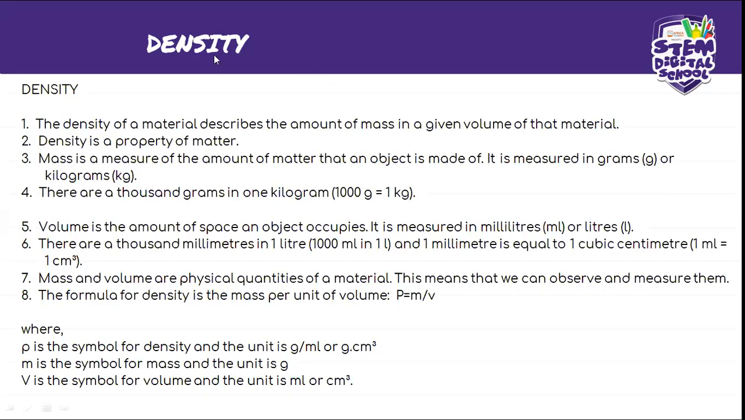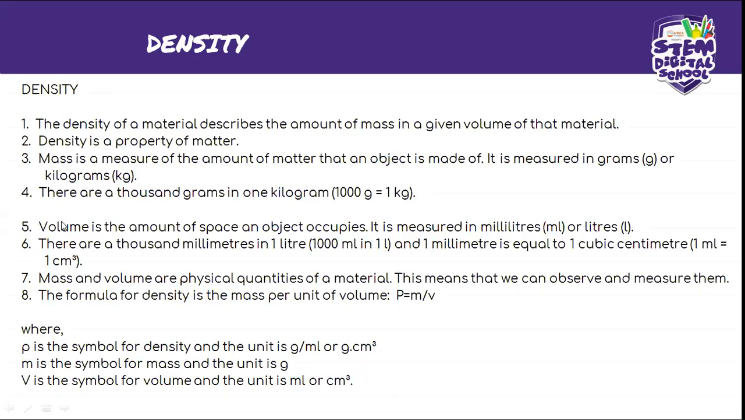You remember we spoke about what? Density. And we said the density of a material describes the amount of mass in a given volume of that material. So we said density is a property of material. And what is mass? Mass is a measure of the amount of matter that an object is made of. It is measured in grams or kilograms. So there are 1,000 grams in 1 kilogram. That is a conversion factor.